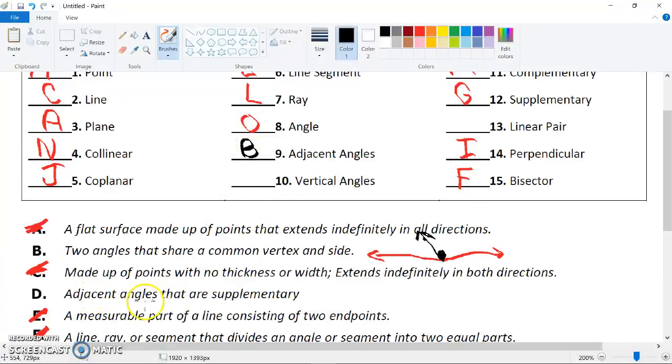D. Adjacent angles that are supplementary. Well, here we go. Let's look at the same picture here that we just drew. These are adjacent angles, yes. But the ones that are supplementary, they also form 180, and we call those a linear pair as well. So 13 is D.